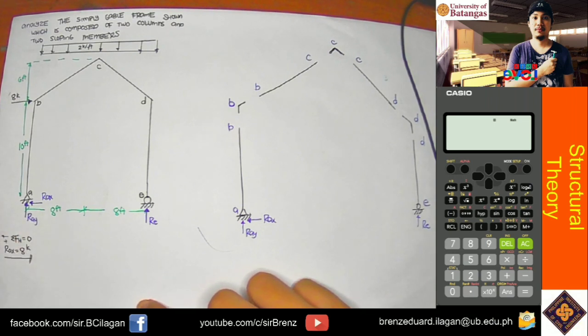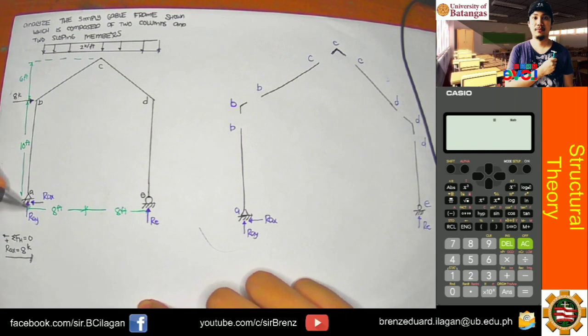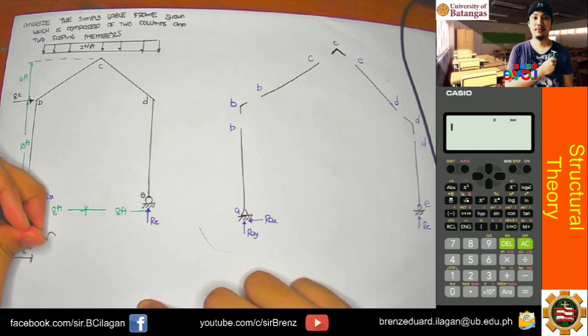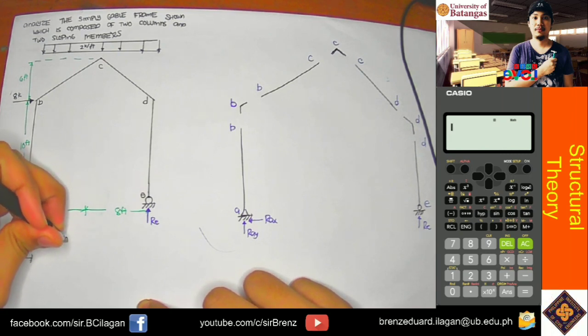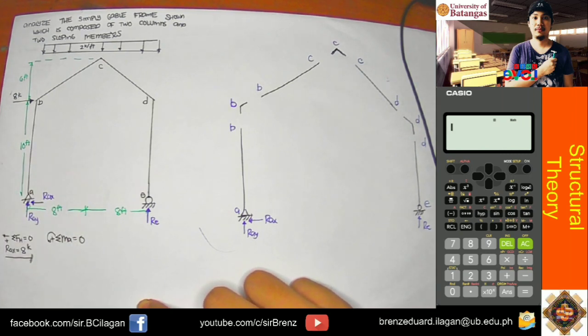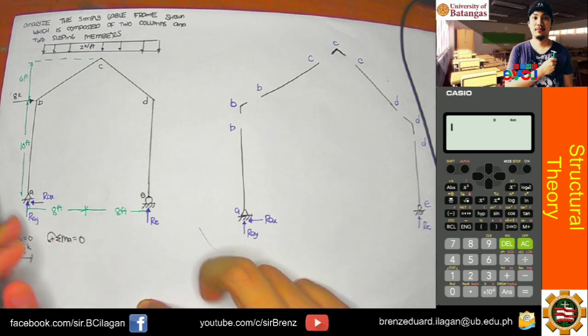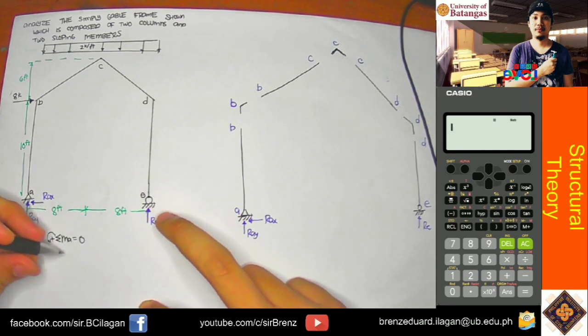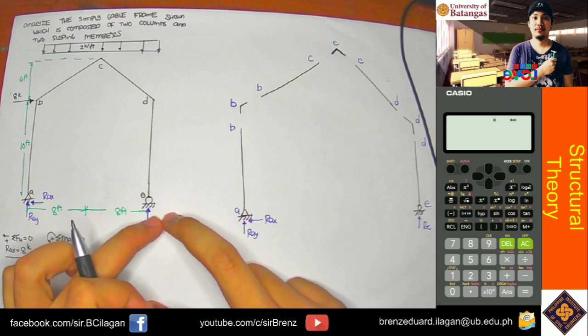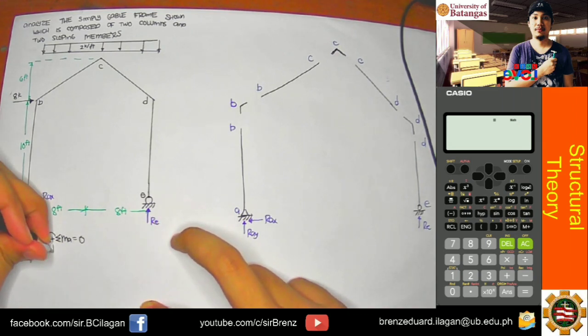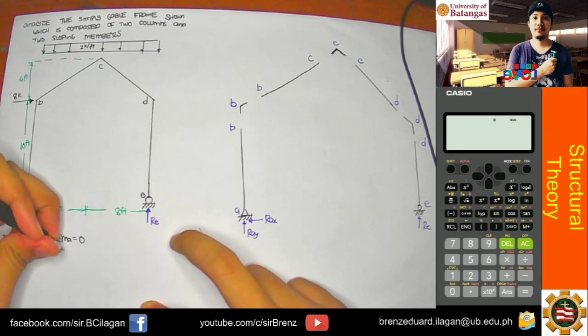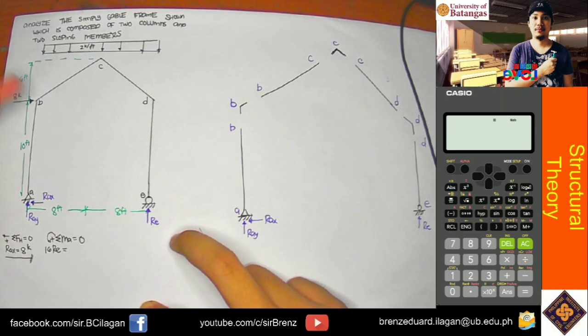Next, how about the other reaction? Pili na lang kayo between these two. Alin yung gusto nyo i-compute? Ang gawin na lang natin, ito na lang. Moment ako sa A. When I take summation ng moment at point A is equals to 0, what will be the equation? So, we have this one, 16 times RE. Okay, i-equals ko na ha. Then transpose ko sa kabila to make it positive.